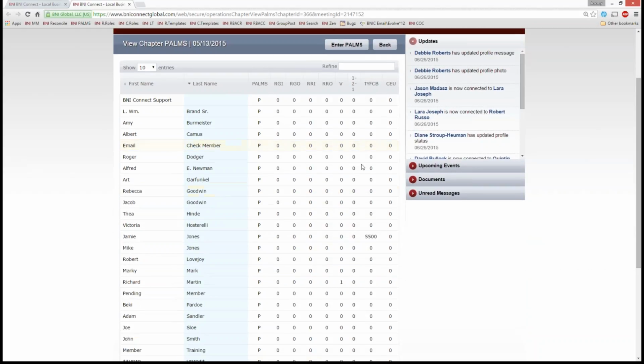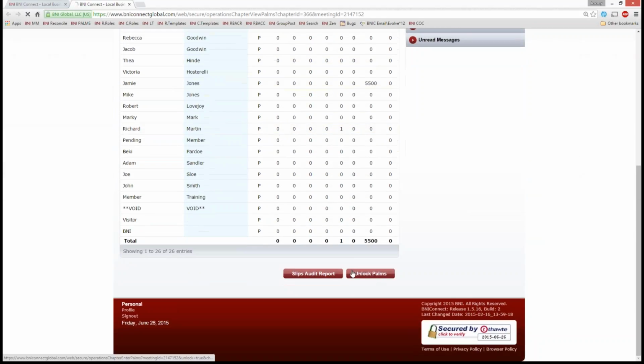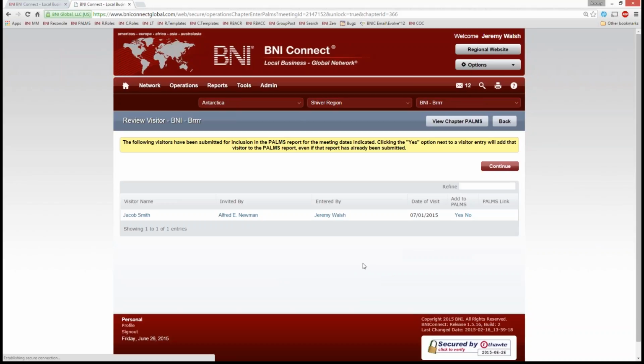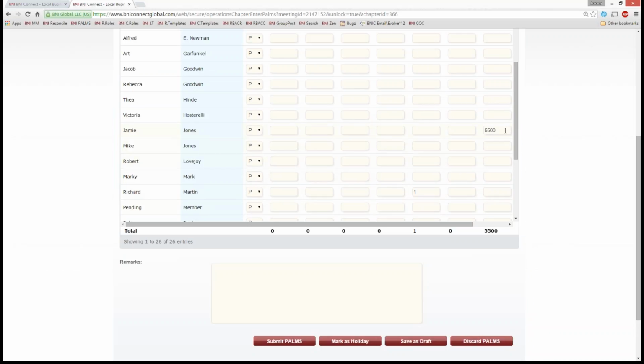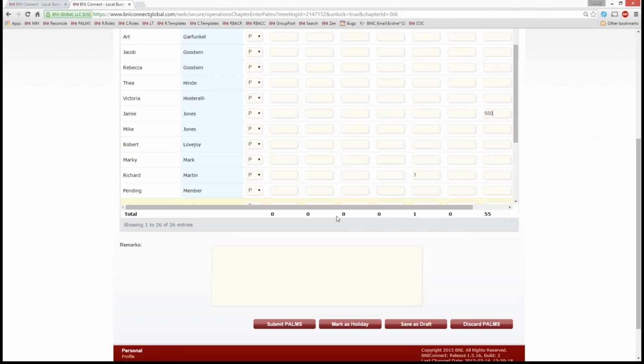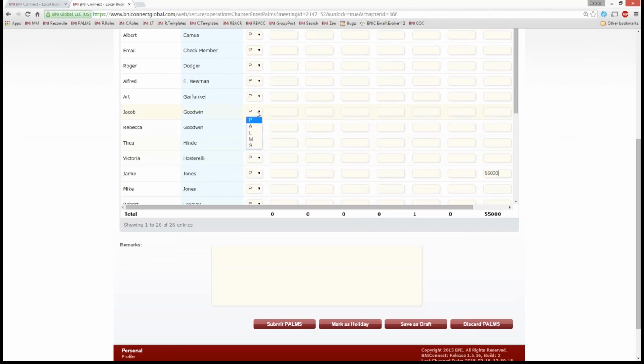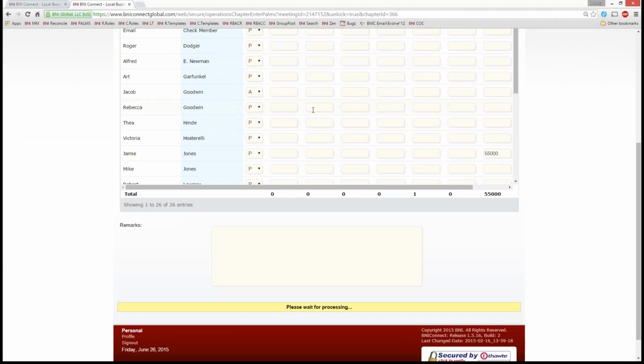If I need to update this, I can unlock it. It'll then prompt me if there's any visitors that I need to enter. I'm going to skip past this for a second. And then I can go in and update this POMS, and this was actually not 5,500. It was 55,000, so I'm going to add another 0 there. And Jacob was absent that week. When I'm done, I can resubmit this.